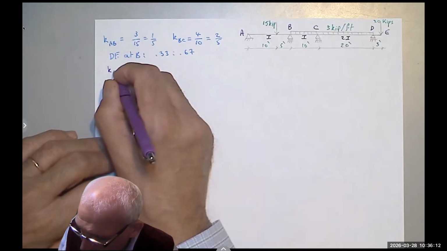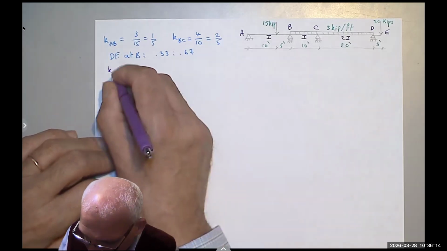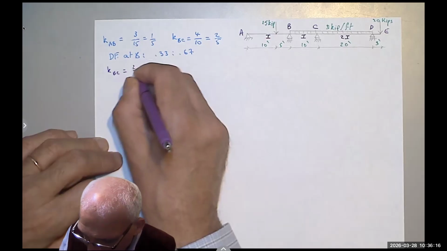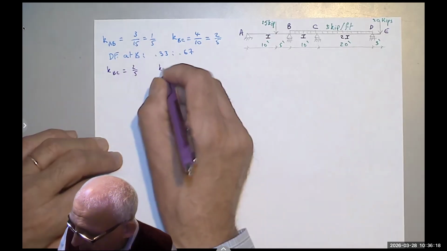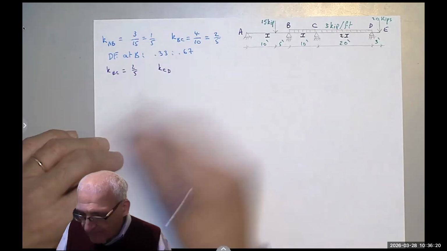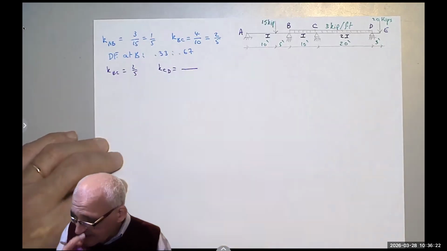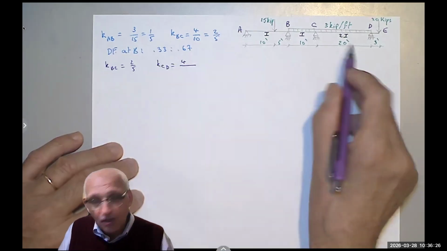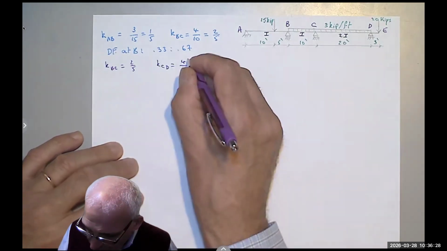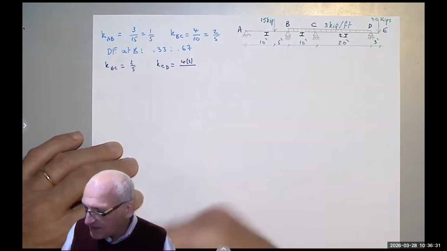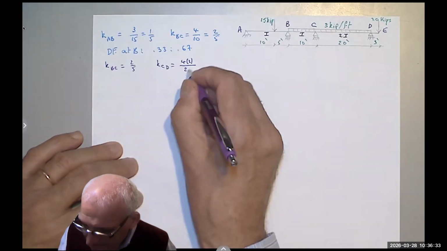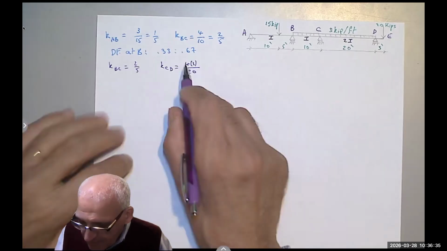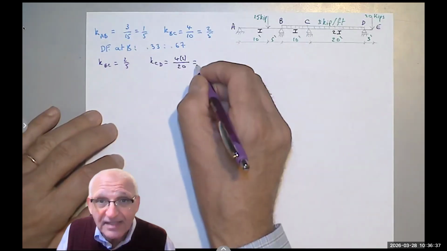We already wrote KBC is 2/5. Let's calculate KCD. For CD, we are going to say 4 times I, no, it's 2I. So 4 times 2 times E, divided by 20. So that would be 8 over 20. You can simplify.